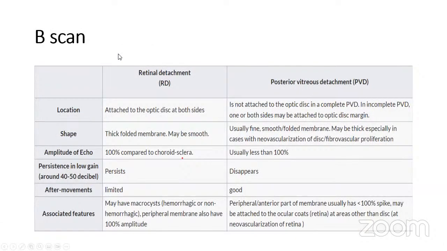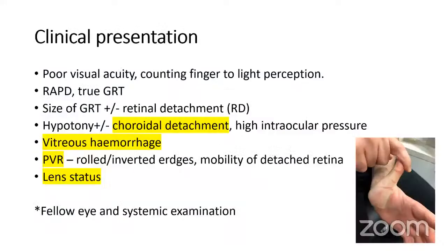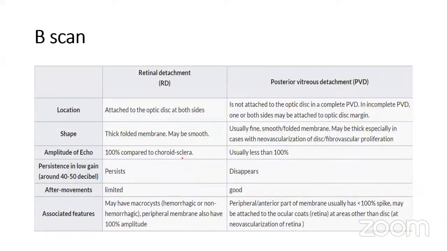To aid in our diagnosis, sometimes if the patient comes with a vitreous hemorrhage and the media is not clear, we can actually perform a B scan to help us delineate the giant retinal tear and identify it. To understand this, we may need a basic concept of how retinal detachment and also posterior vitreous detachment look like on the B scan.